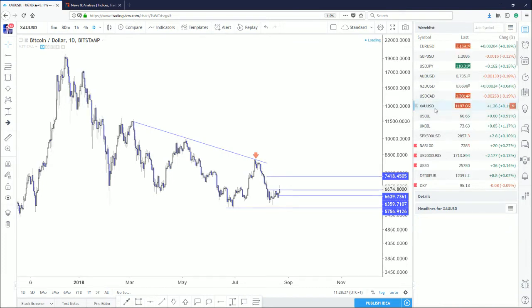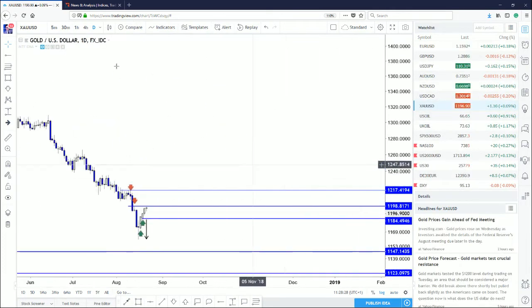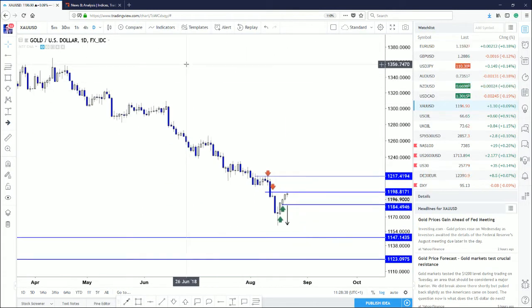Now let's look at this, this is gold. So I was actually short silver, so I made some very nice gains on silver.